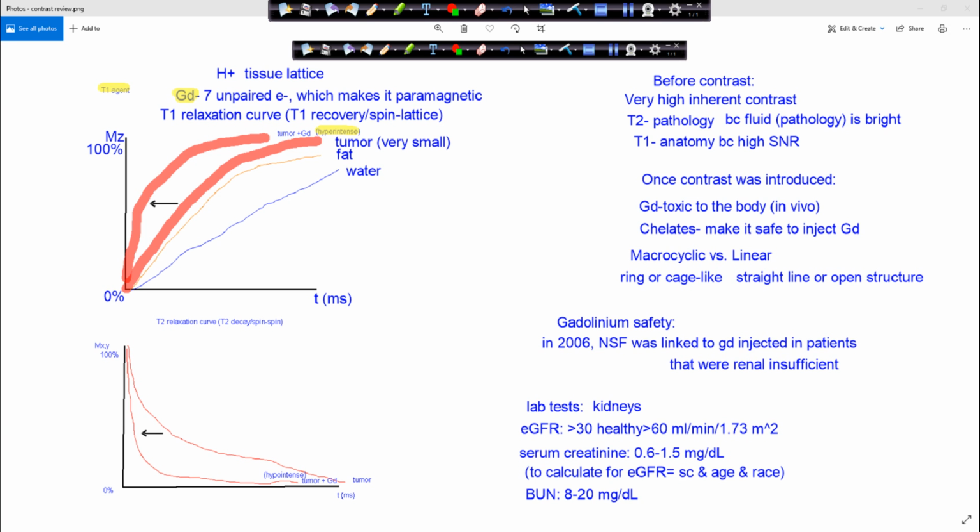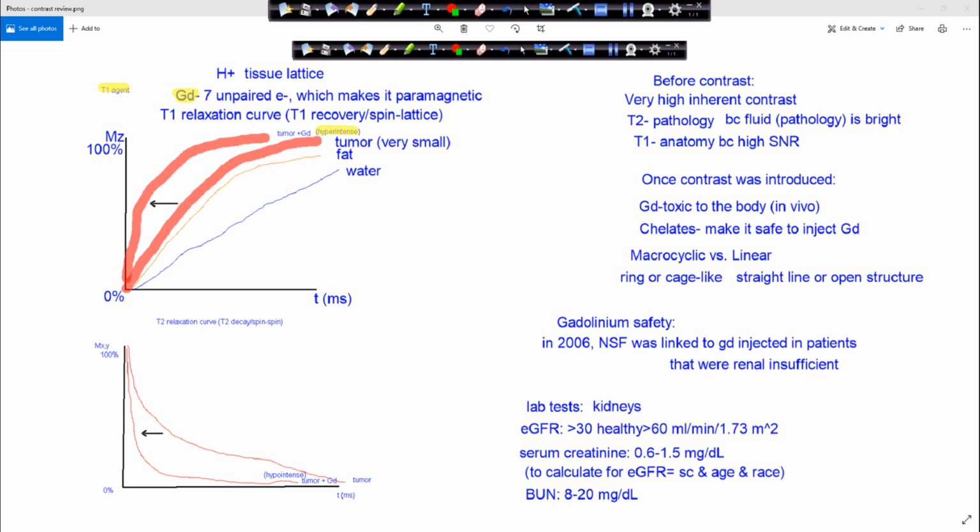Gadolinium also shortens our T2 time, but it's not considered a T2 agent because our T2 curve shifts over to the left, and it causes those structures to appear darker or hypo-intense on a T2 weighted image. So when we're thinking gadolinium, think your T1 curve. Our T1 curve is also called T1 recovery or spin lattice. Our T2 curve is called T2 decay or spin-spin.